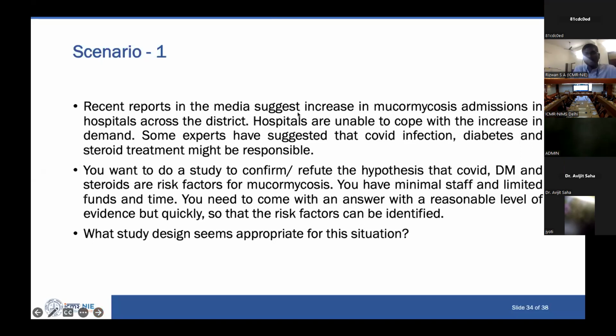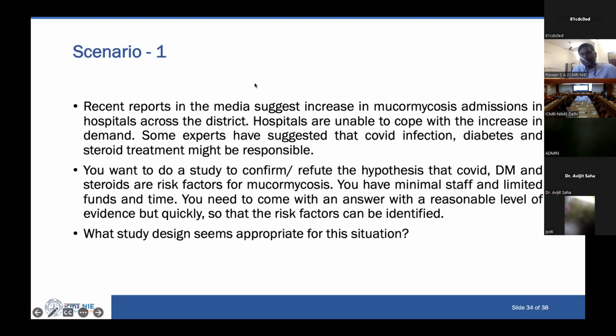I'm getting some answers. Yes. Thank you, Dr. Negi, Dr. Sangeeta, Dr. Shweta, Dr. Malika. Yeah. All of you have said case control study. Dr. Suman, Dr. Vineet, Dr. Deepthi.